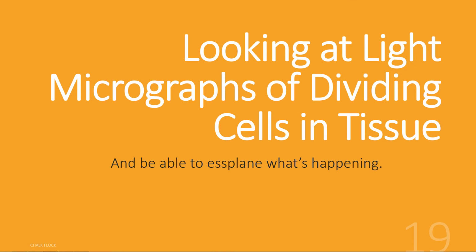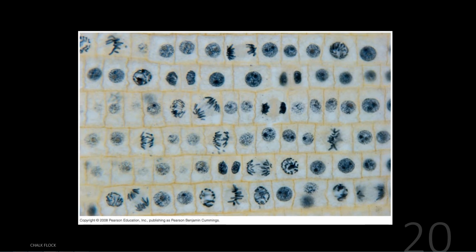So we're coming back to the question that we skipped on the study guide. We're going to look at some light micrographs of dividing cells and tissue and explain what's happening. Okay, well, do we remember the different phases of mitosis? What's the first phase again? Prophase. What happens during prophase? The DNA kind of bundles up and it turns into chromosomes.